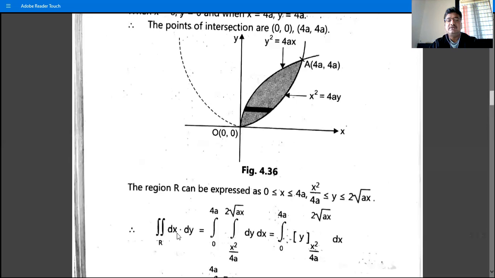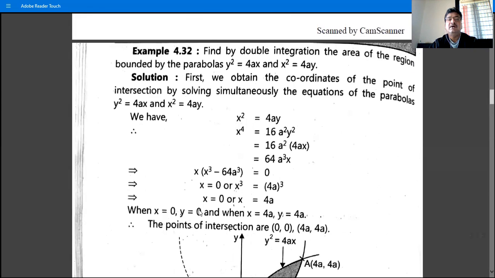And what is the formula for volume? Triple integration over V dx dy dz is the formula for volume. So here we have to find the area bounded by these two parabolas.